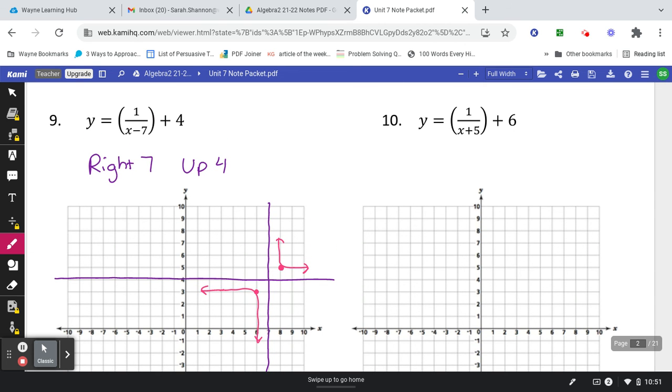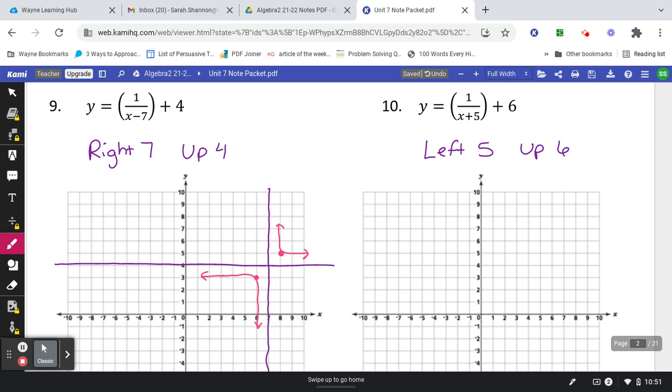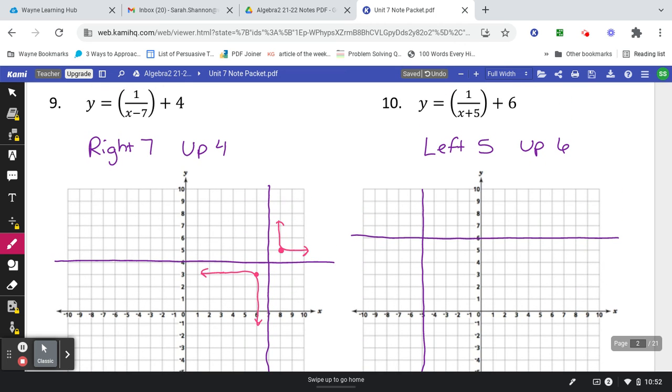Problem number 10. Left 5, up 6. See if you can draw the lines in the correct place. I'll give you just a moment. Left 5, up 6. -1, -1. There we go.